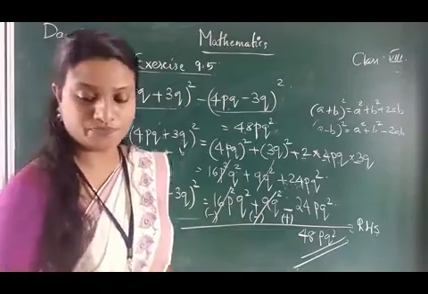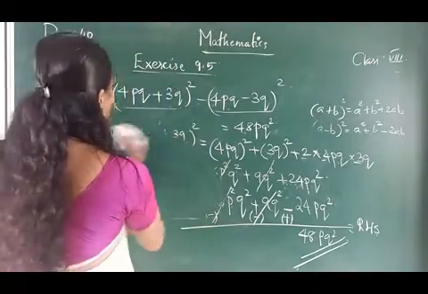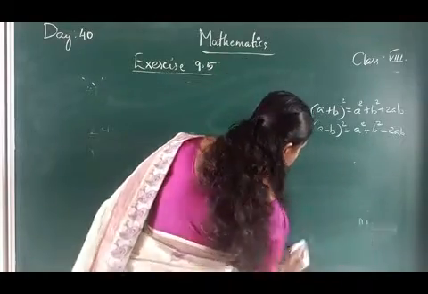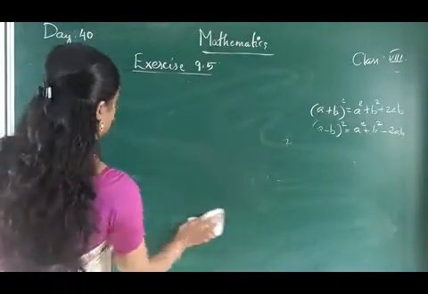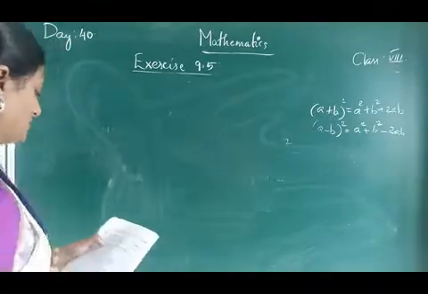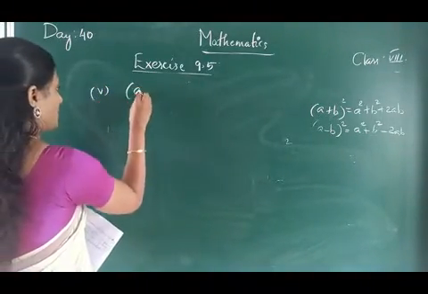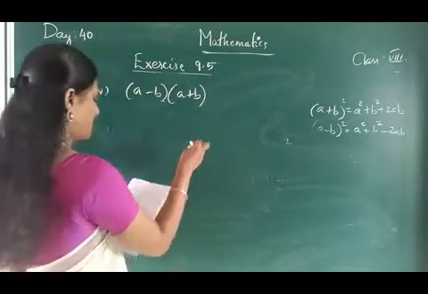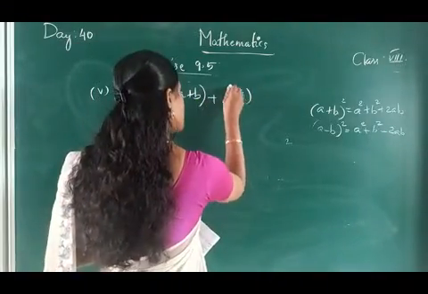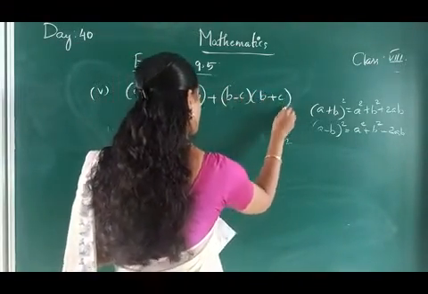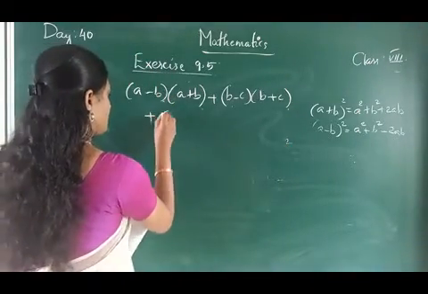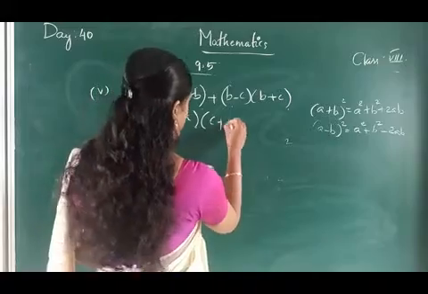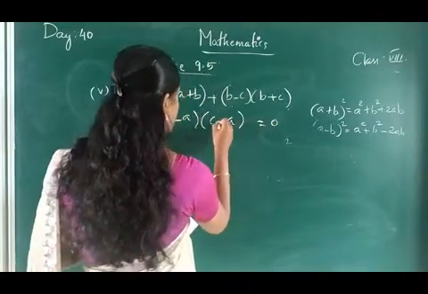One more question, fifth one. Fifth question, the last one: a minus b into a plus b, plus b minus c into b plus c, plus c minus a into c plus a, equal to 0.